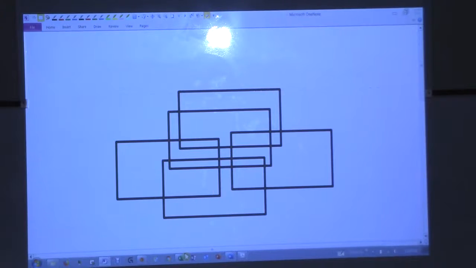All right, I think we're going to get started here. Whoa, that was a really good marker. I think I'm going to steal that marker.